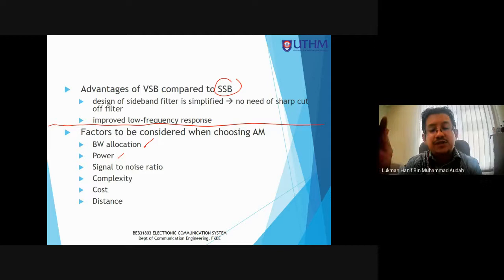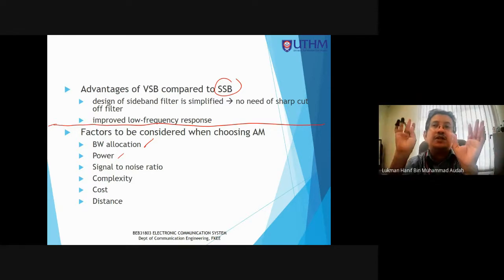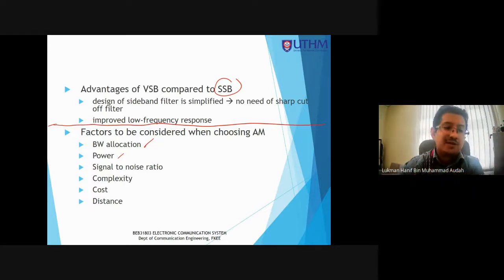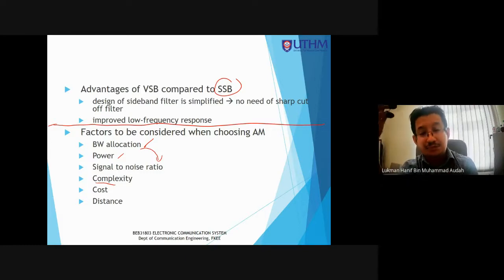So kita nak mencapai SNR yang tinggi, maknanya kita perlu melihat dari sudut noise yang dihasilkan perlulah lebih rendah. So ini bergantung kepada bandwidth. Okay. So this is also related to this. And then complexity, okay. Is it okay with the complex circuit? Because the higher the complexity, the higher will be the price. Okay, dia punya cost akan bertambah.